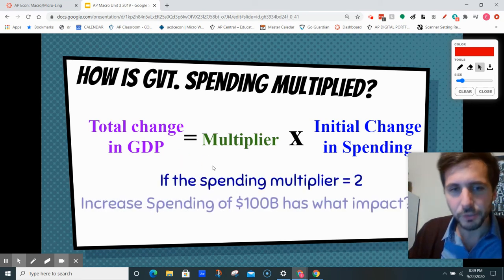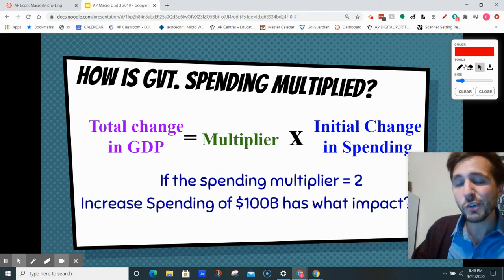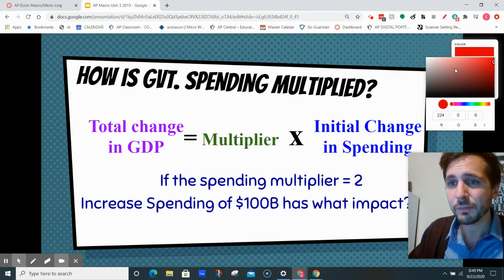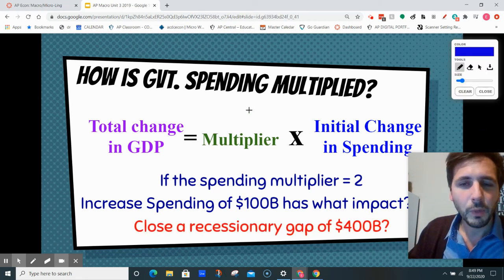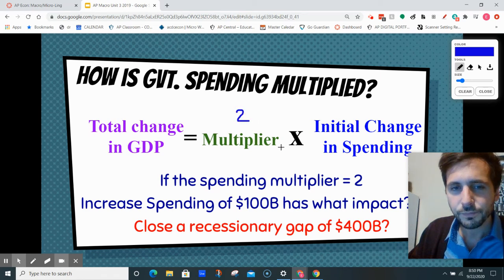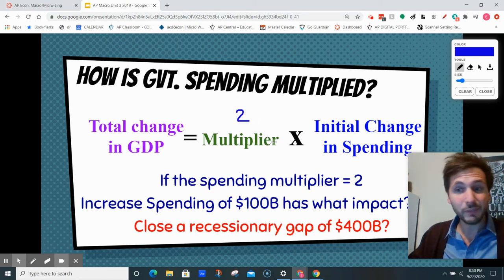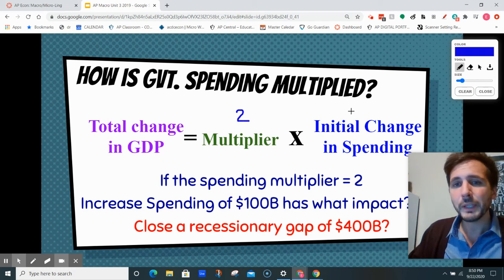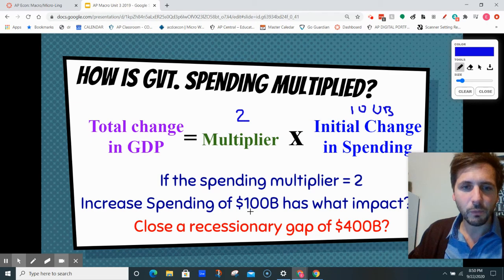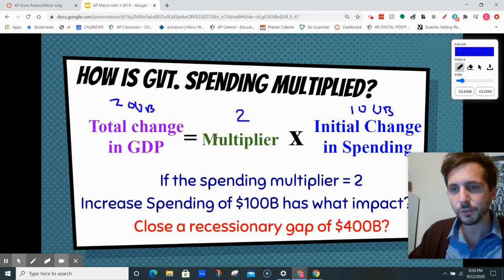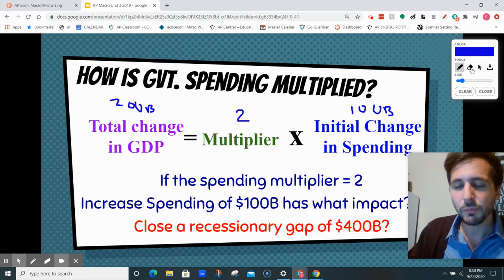So if the spending multiplier is 2 and the government spends $100 billion, what impact is that going to have? Well, if my multiplier is 2, then my MPS must have been 0.5. 1 over 0.5 equals 2. My change in spending is $100 billion. Well, I take that 100 billion times 2, and that gives me a change in GDP of $200 billion. Okay? Not so bad.